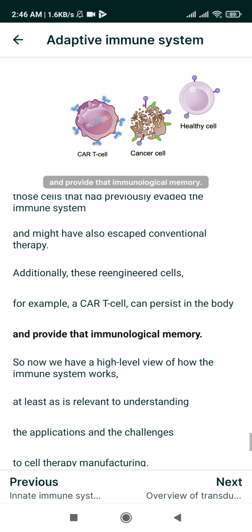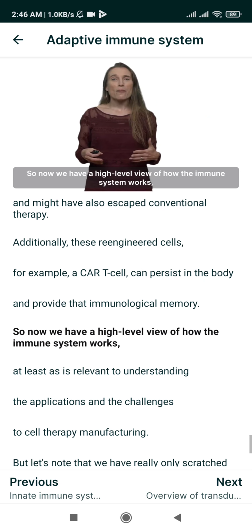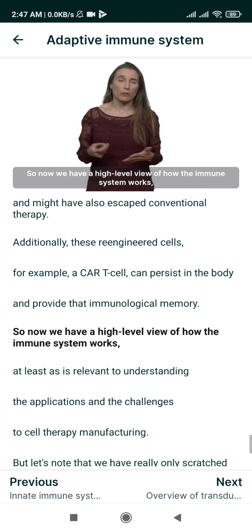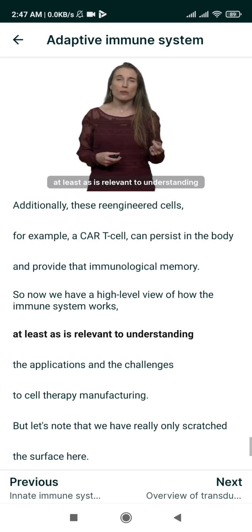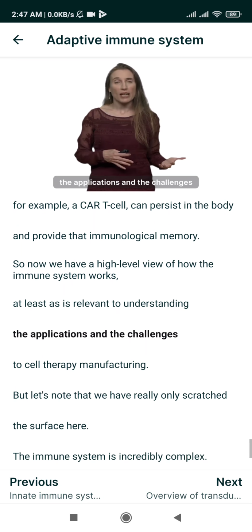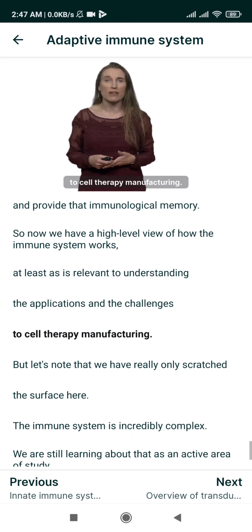Additionally, these re-engineered cells, for example, a CAR T cell, can persist in the body and provide that immunological memory. So now we have a high-level view of how the immune system works, at least as is relevant to understanding the applications and the challenges to cell therapy manufacturing.